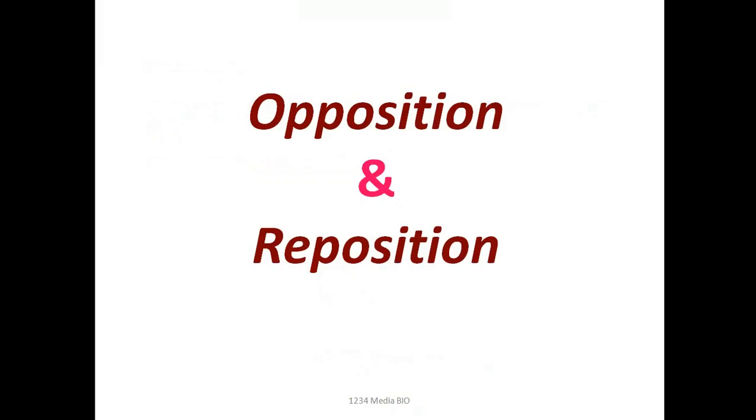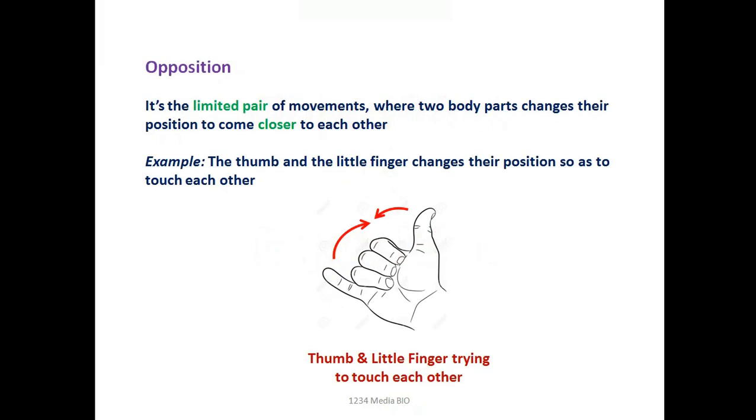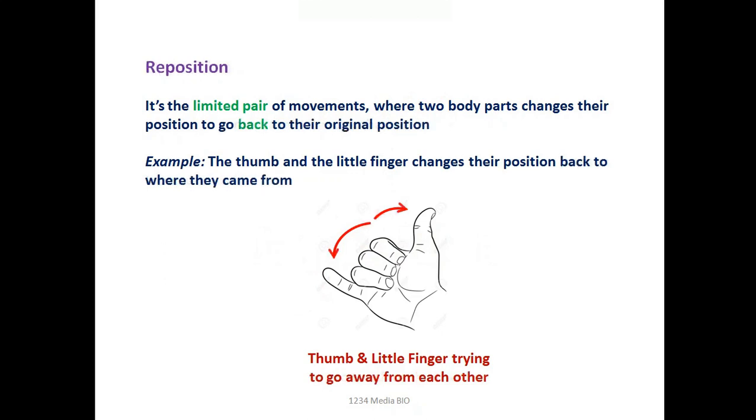Next, opposition and reposition. Opposition. It's the limited pair of movements, note the word pair, where 2 body parts change their position to come closer to each other. For example, the thumb and the little finger change their position so as to touch each other. Reposition. It's the limited pair of movements where 2 body parts change their position to go back to their original position. Example, the thumb and the little finger change their position back to where they came from.